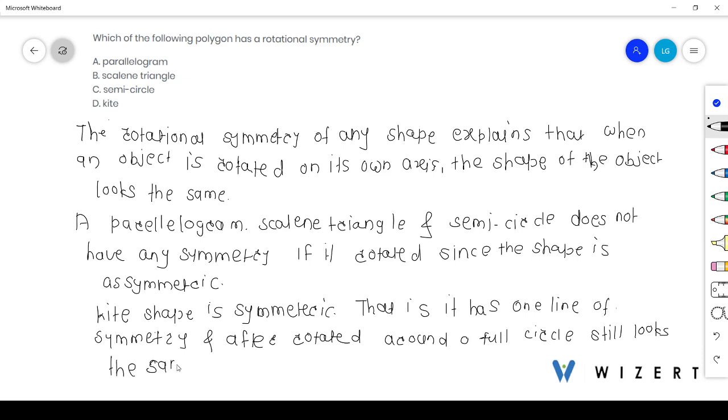So from this, kite has the rotational symmetry. That is, our correct option is option D.